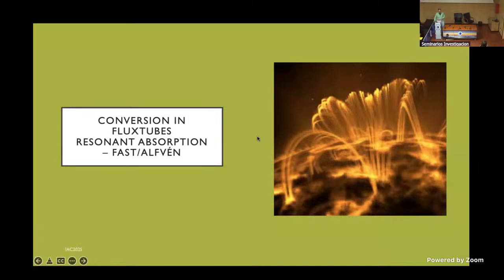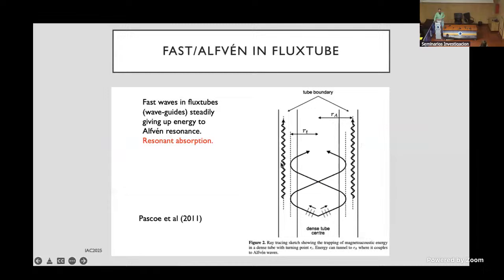Now let's have a quick look at flux tubes. So this is not my work. This is Pascoe et al. 2011. So it's just a cartoon I like. So think of a magnetic flux tube with Alfvén speed that's low in the center and becomes higher as you go to the edge. In other words, the density is becoming lower as you go to the edge. So the waves reflect.